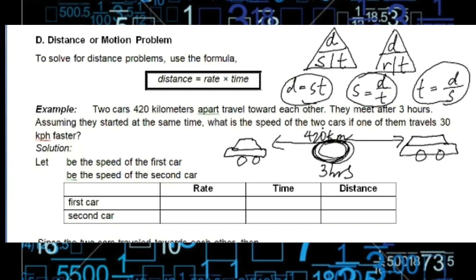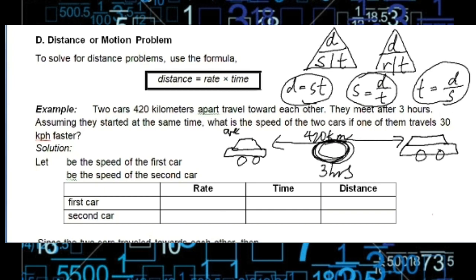What is the speed of the 2 cars? O, what are, mali yung English? If one of them, ano daw speed ng dalawang sasakyan, kung yung isa daw doon ay mas mabilis ng 30 kilometers dun sa isa. So, pag faster, I told you plus.